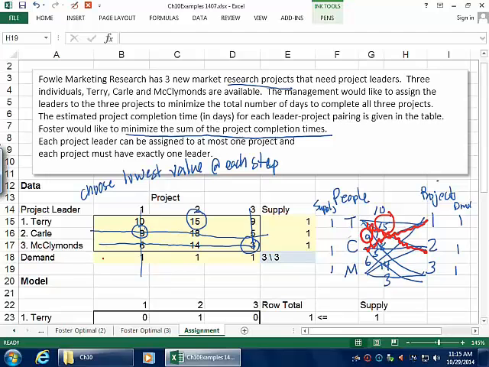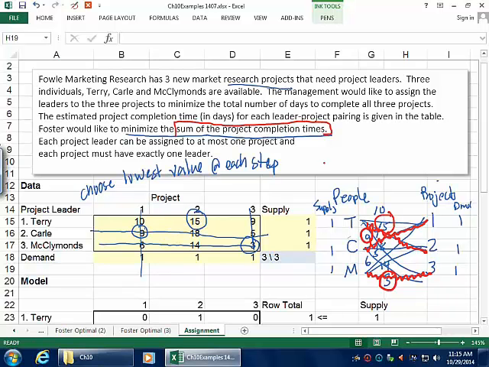Like this. And McClemens is assigned to project 3, so the 3 is the time, and here is the assignment. So again, this is a pretty good assignment. It should be close to the best possible, but again, there is no guarantee. If we were to use this assignment, then the total time, the sum of the project completion times, will be just the sum of these 3 values.